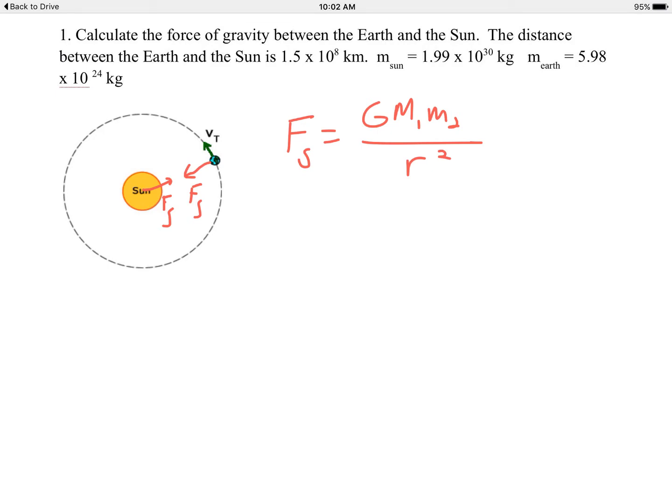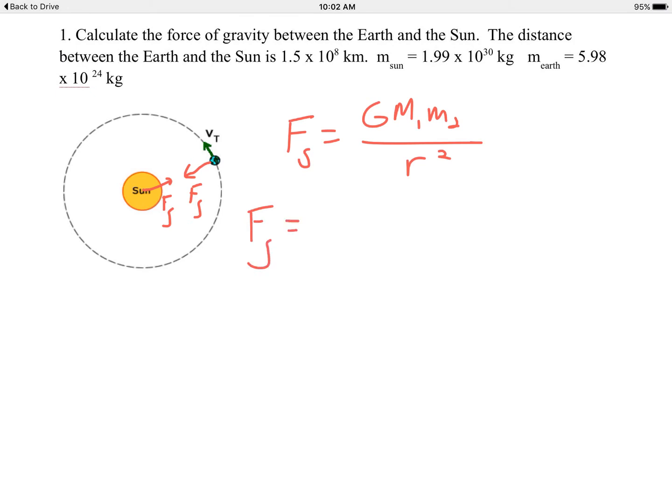It's just that the smaller mass, the Earth in this case, is affected more greatly by this force than the Sun is. It actually turns out that the Sun does wobble a little bit based on the planets pulling on the Sun, but it's not that noticeable in most cases. We're going to ignore that right now. All we want to do is calculate the size of this force, which is just a kind of plug and chug at this point.